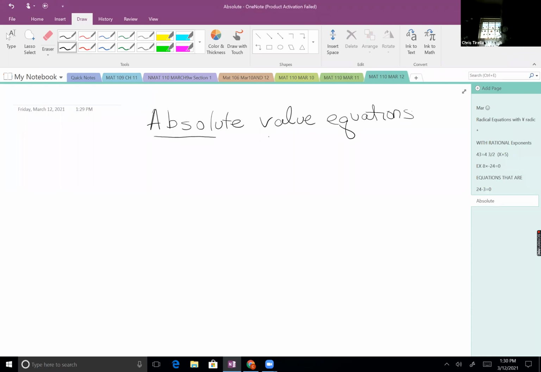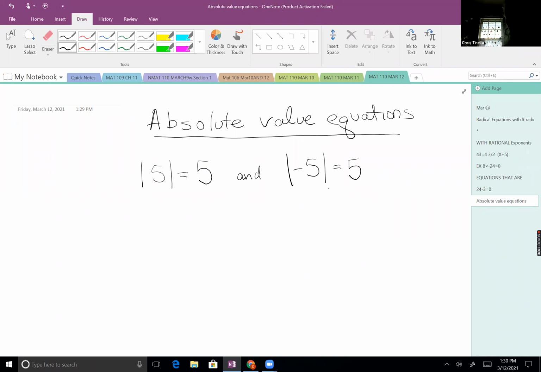And before we look at solving absolute value equations, let's remember that definition of absolute value. And let's look at the absolute value of two numbers. If I take the absolute value of 5, well, absolute value is always positive. 5 is already positive, so that'll be 5. And does everybody remember if I were to take the absolute value of -5, well, wouldn't that have to be the opposite or 5?